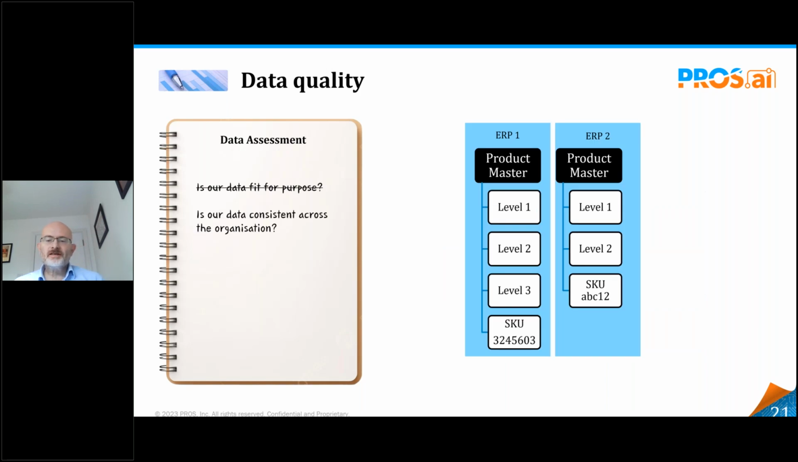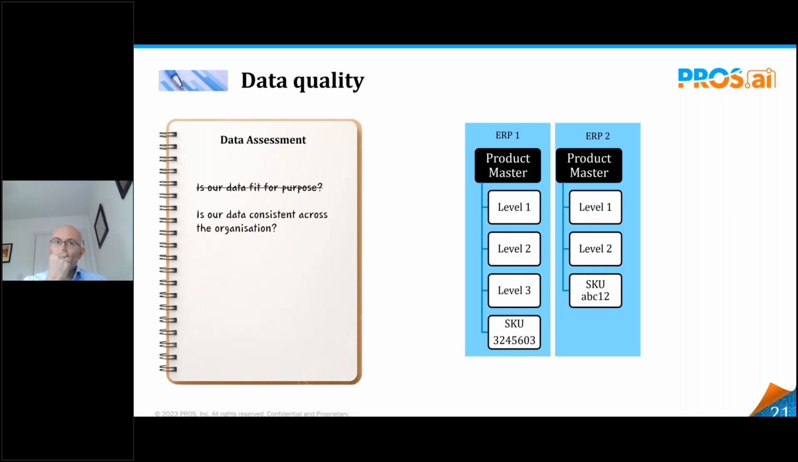Then the next question we need to ask is: is our data consistent across the organization? More and more companies have common ERP system implementations in place globally. But we still come across companies where maybe there are different ERP systems in place in different geographies, maybe different instances of the same ERP system.